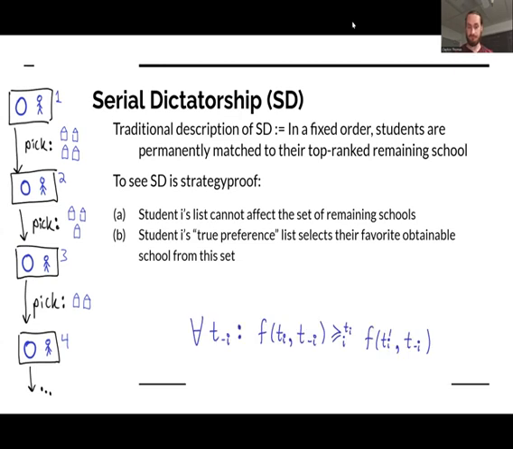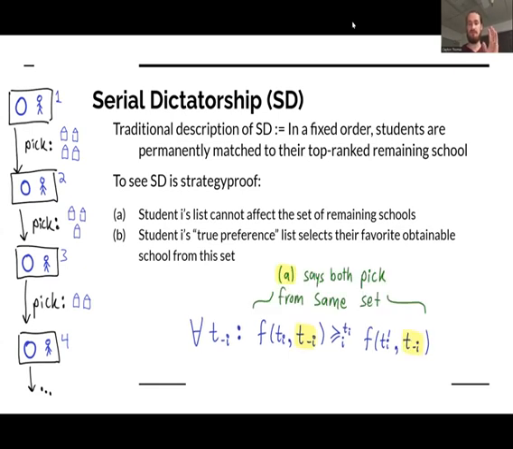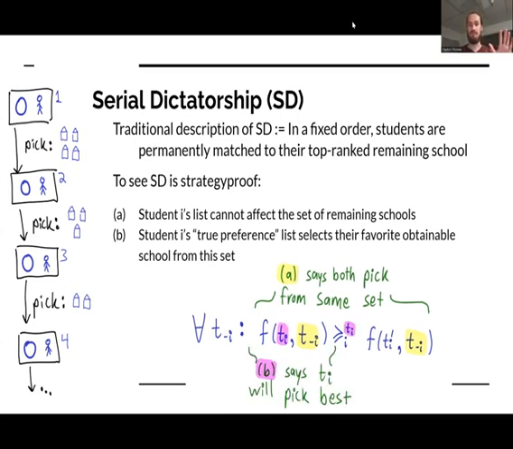So writing down this classic definition of strategy proofness from earlier, observation A says both sides of this equation pick from the same obtainable set of schools, and B observes that your true preference list T_i will pick the best thing for T_i just by definition, by construction in the algorithm.